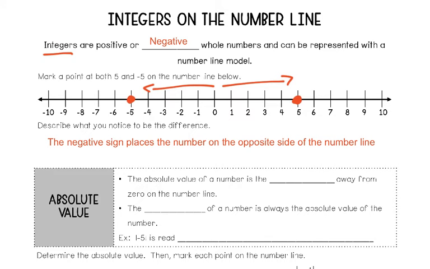So this leads me into a new vocab word called absolute value. Absolute value is really important for us because the absolute value of a number is the distance away from the 0 on the number line. So basically just how far away from 0 is it?